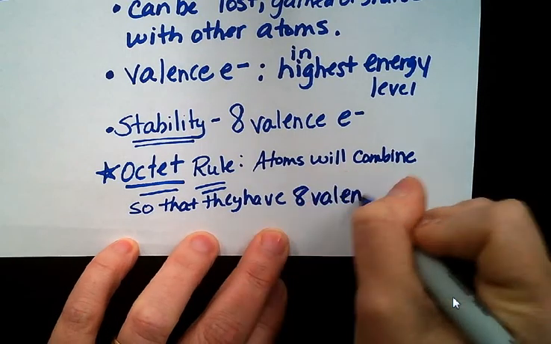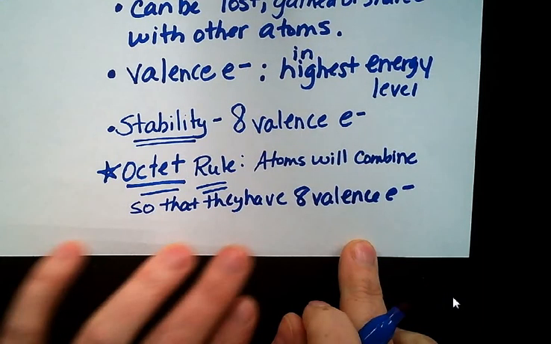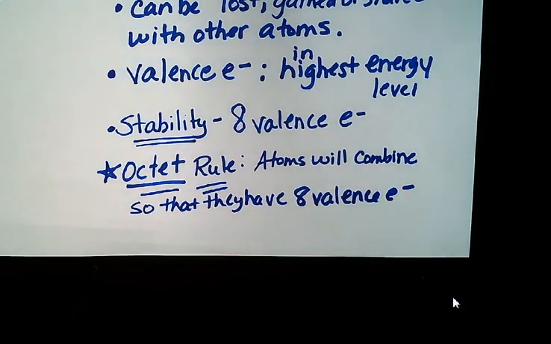Remember those outermost shell. So they will combine, and when they combine, they can do that several ways. They can lose electrons, they can gain electrons, or they can share electrons. Okay? And when you have 8 in that outer shell, then you have satisfied their needs.